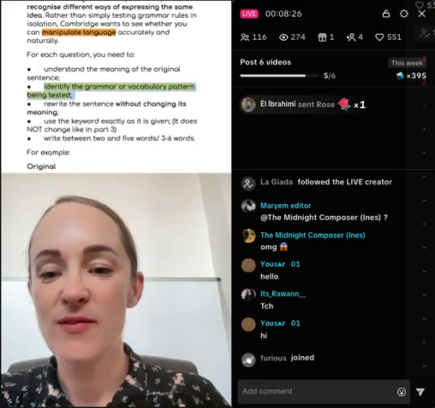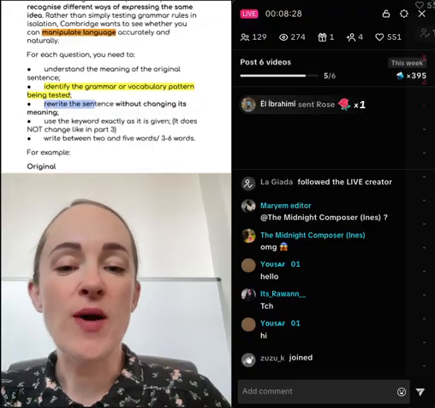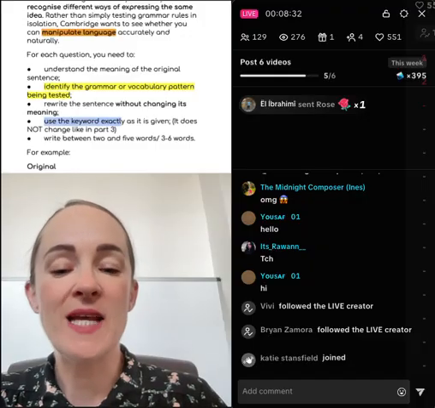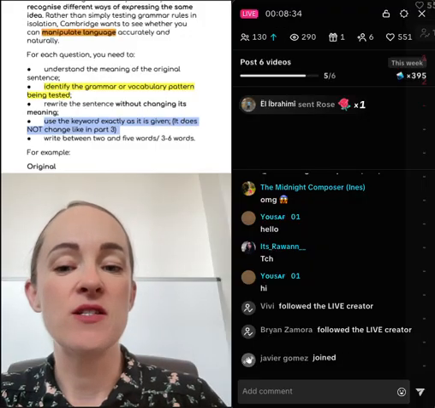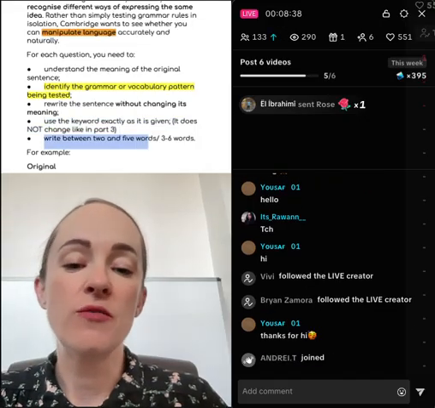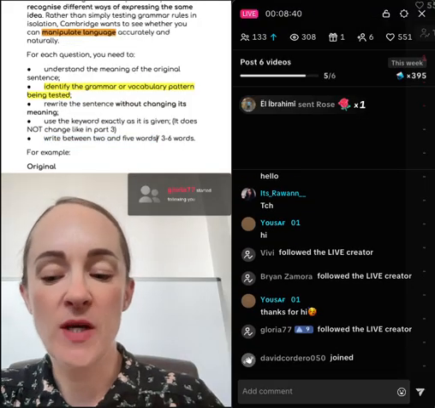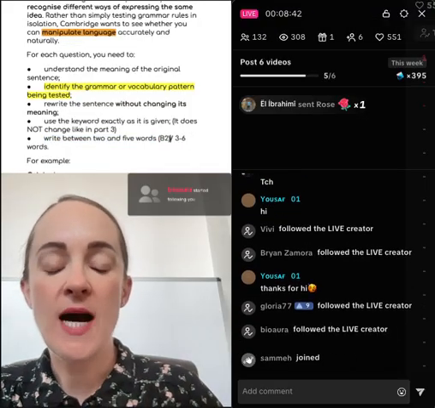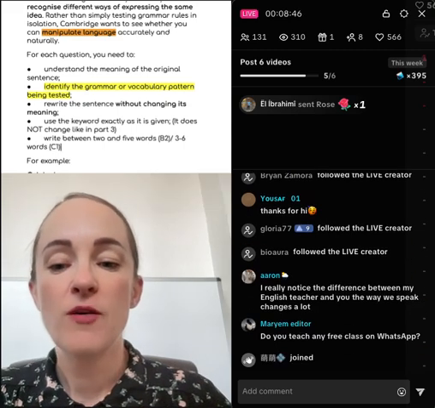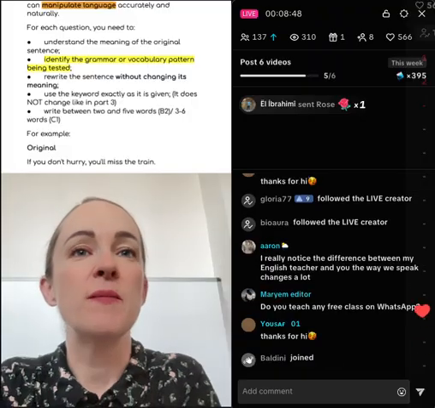You must rewrite the sentence without changing its meaning. You must use the keyword exactly as given. It does not change like in part 3. Write between 2 and 5 words for B2, and 3 to 6 words for C1. For example, we're going to do an example.